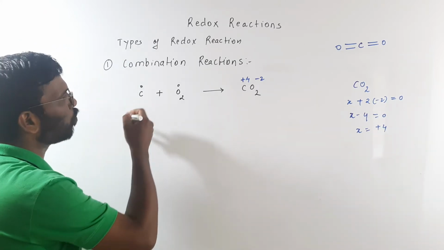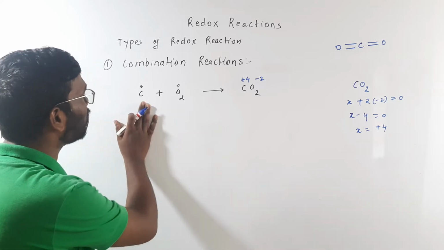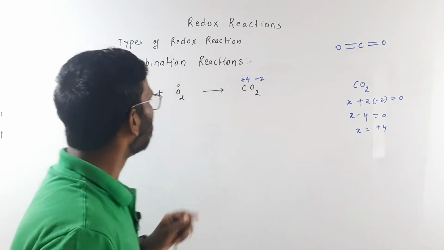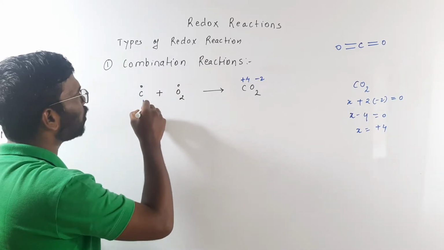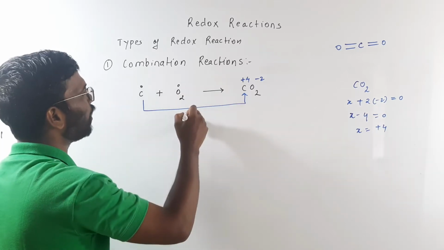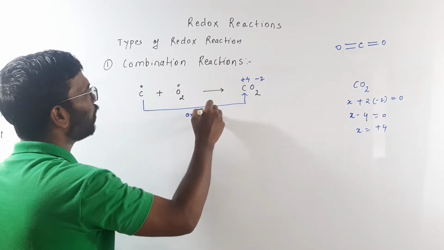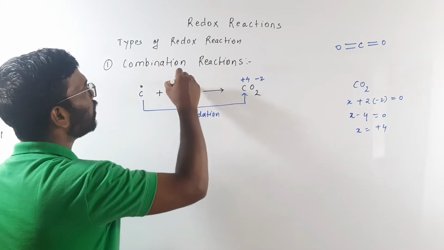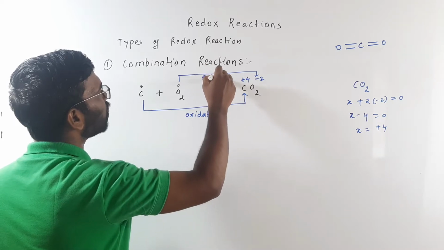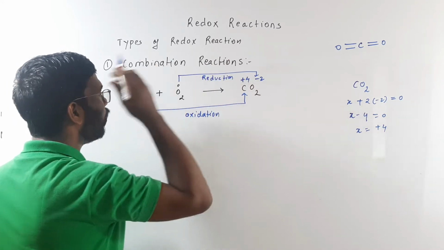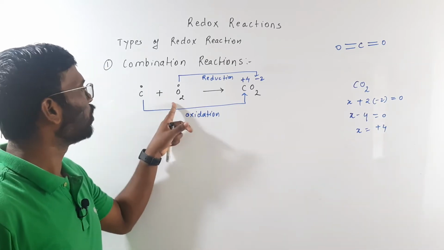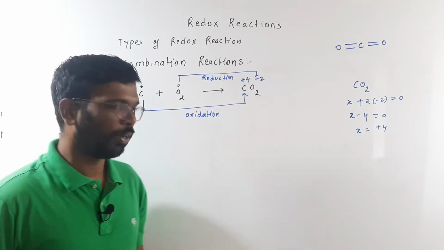So what has happened here? Why am I calling this a redox reaction? It is a combination reaction: carbon and oxygen are getting combined and that's it. Here carbon is getting oxidized from 0 to plus 4. There is an increase in the oxidation state. This is oxidation of the carbon, and oxygen is changing from 0 to -2, so oxygen itself is getting reduced. So reduction of the oxygen. Here also you can observe that something which is oxidizing, the other itself gets reduced.